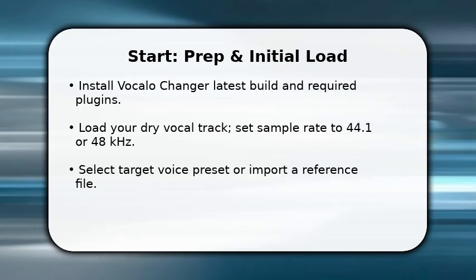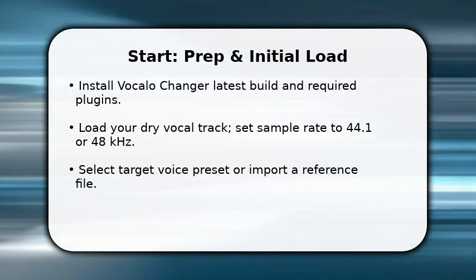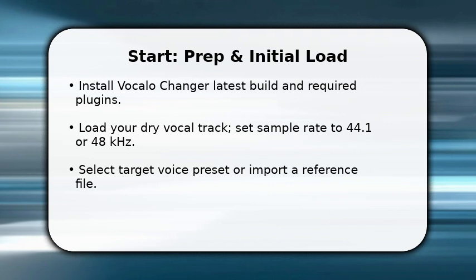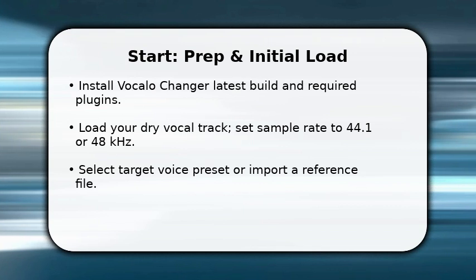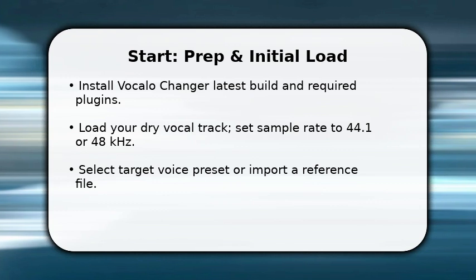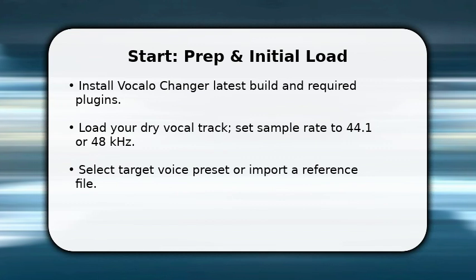You begin by confirming plugin and file compatibility. Make sure the latest Vocalo Changer build and any required plugins are installed. Next, load your dry vocal into the project and set the session sample rate to 44.1 or 48 kHz so processing stays stable. Once done, choose a target voice preset or import a short reference file to guide timbre and format mapping. This first step primes the engine so edits later are precise and predictable.